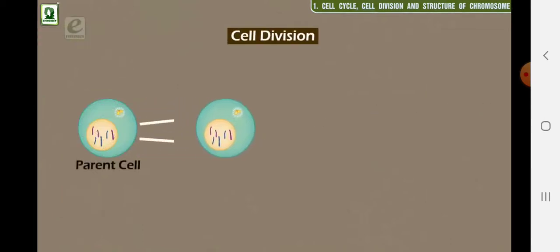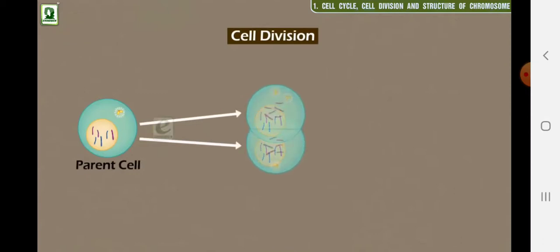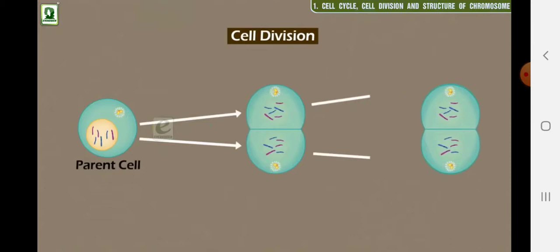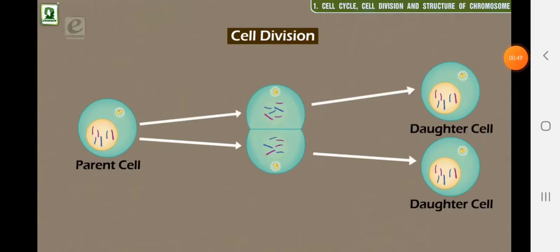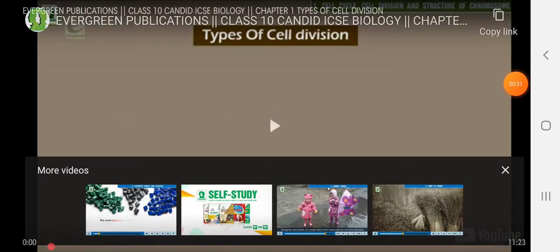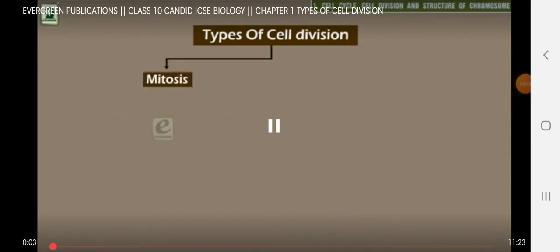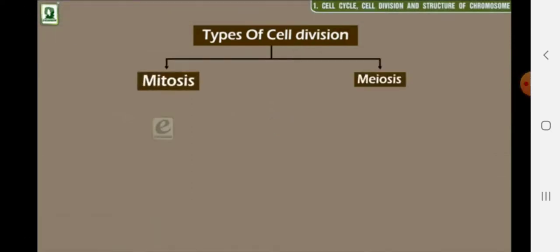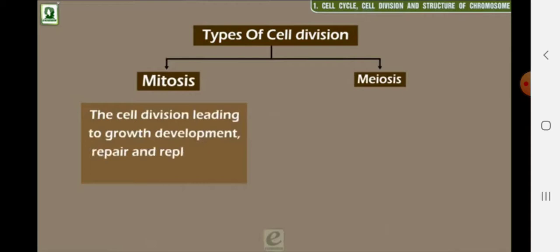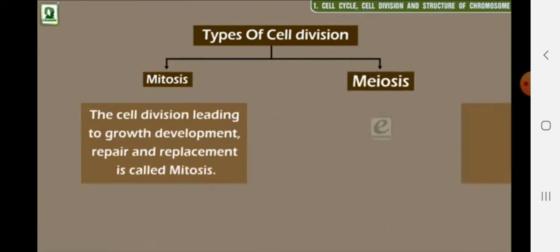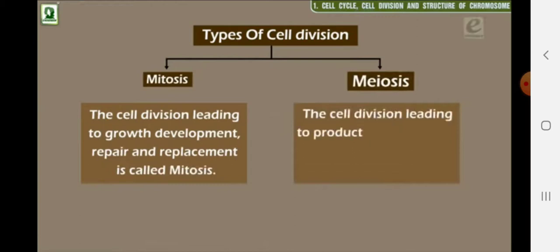It means cell division can be defined as a method of producing new cells from pre-existing cells by their division in such a way that the daughter cells receive the same hereditary materials, that is, chromosomes, also known as DNA, as present in the parent cell. It is of two types, mitosis and meiosis. Mitosis: the cell division leading to growth, development, repair and replacement is called mitosis. Meiosis: the cell division leading to production of gametes or sex cells is called meiosis.